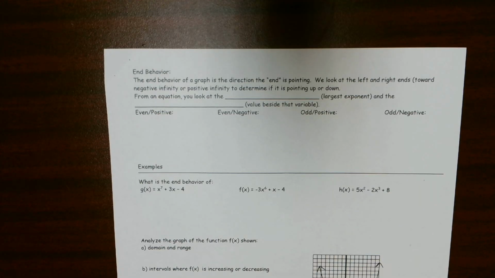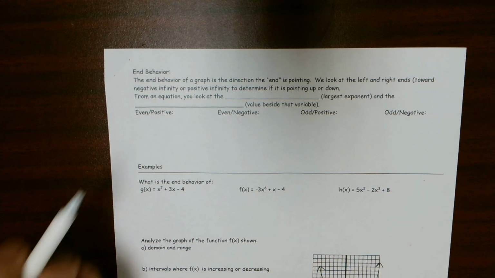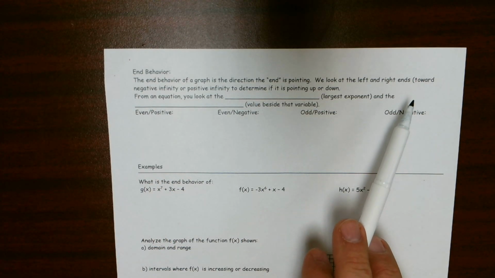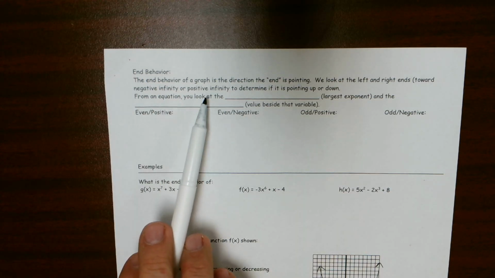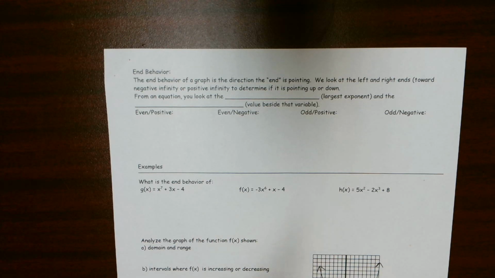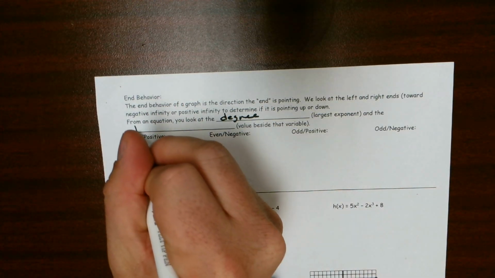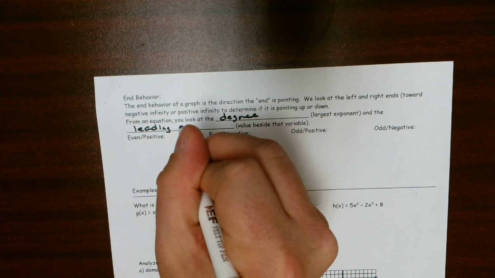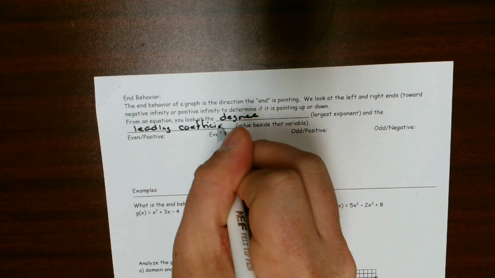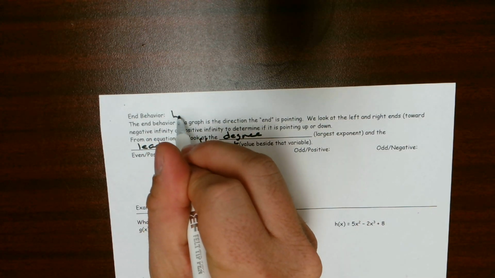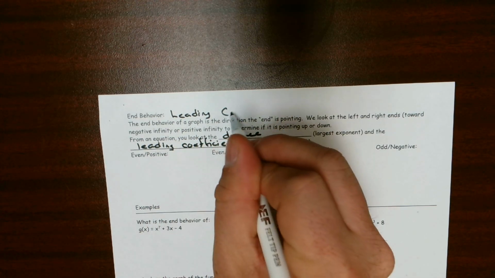Okay, now we're going to talk about end behavior. We're going to do these things a little bit differently to kind of get you ready for calculus. The end behavior of a graph is the direction that the end is pointing. We look at the left to right ends toward negative infinity or positive infinity to determine if it is pointing up or pointing down. From an equation, you look at the degree, meaning the largest exponent, and the leading coefficient, meaning the number in front of the variable with the highest degree. This end behavior is often called the leading coefficient test.